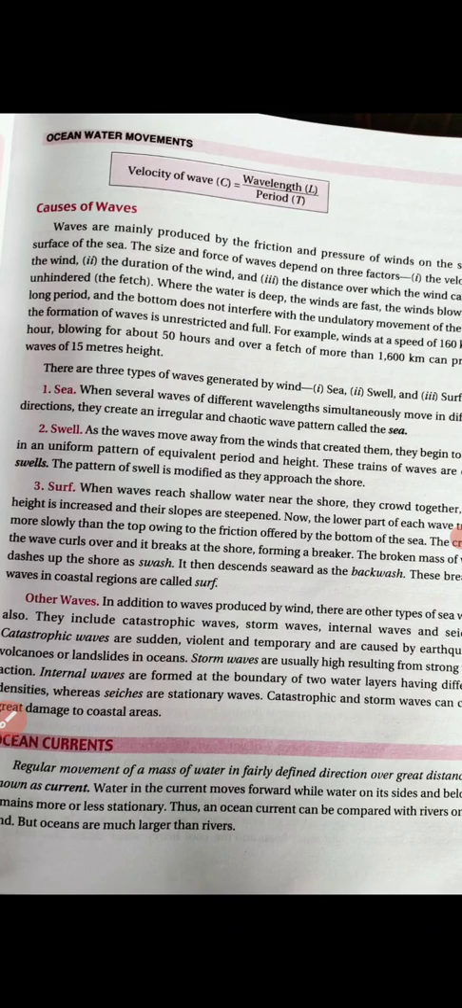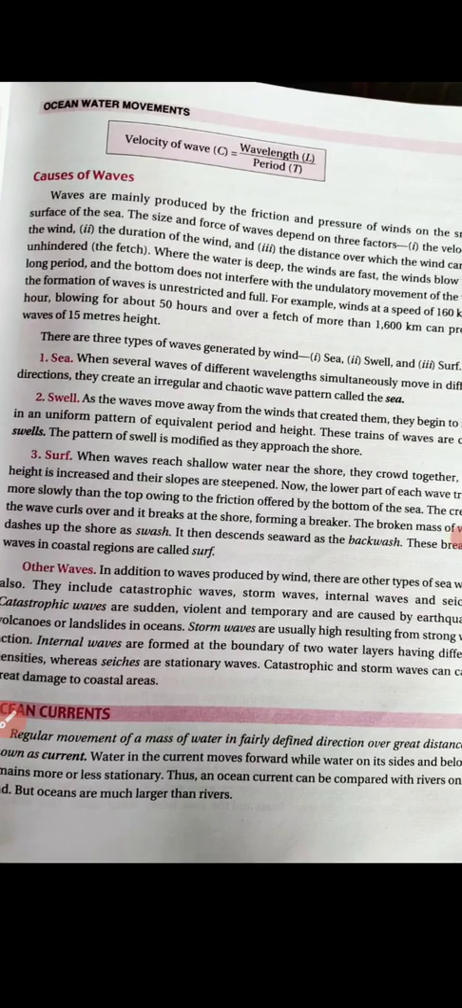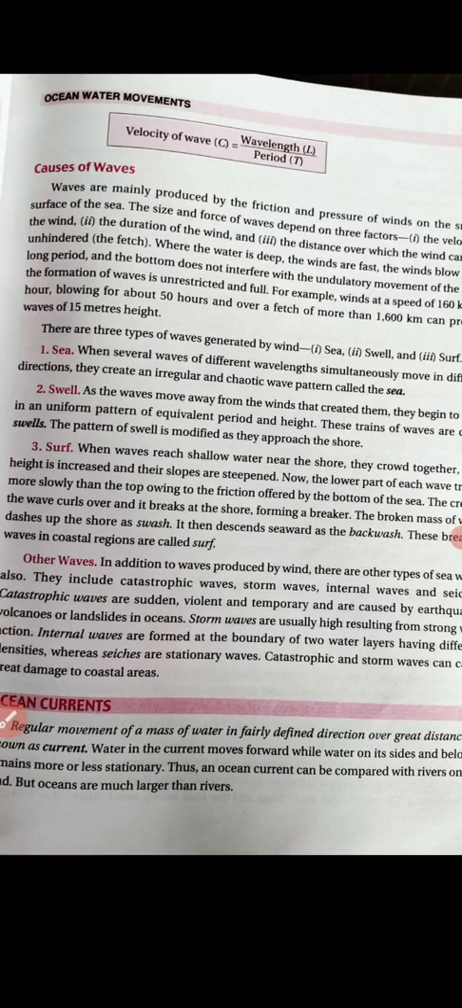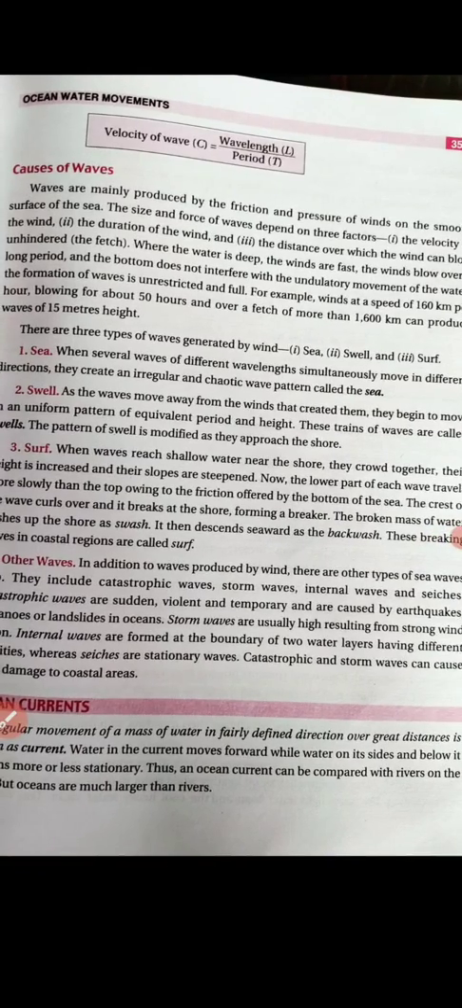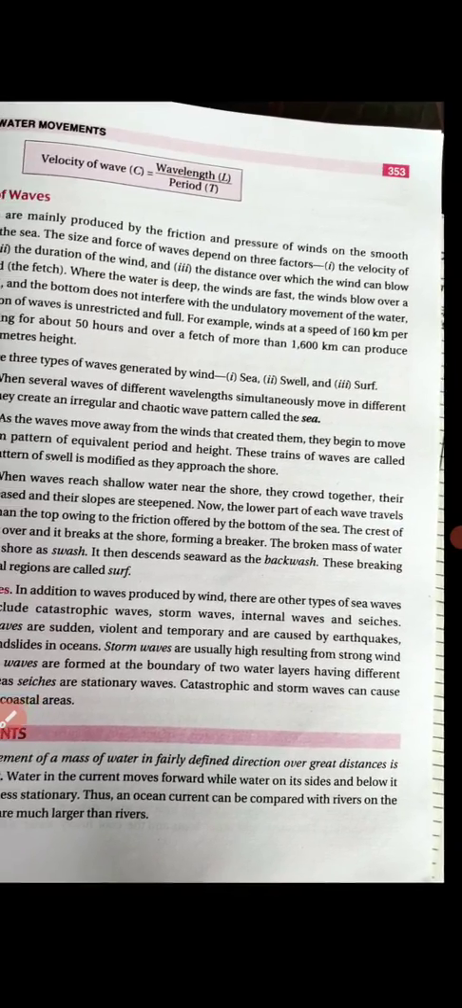Swell: as the waves move away from the wind that created them, they begin to move in a uniform pattern of equivalent period and height. As the waves move away from the wind that created them, there is a uniform pattern formed of equivalent period and height. Means that with equivalent periods we can see crest and trough, and equivalent height can also be seen. These trains of waves are called swells.